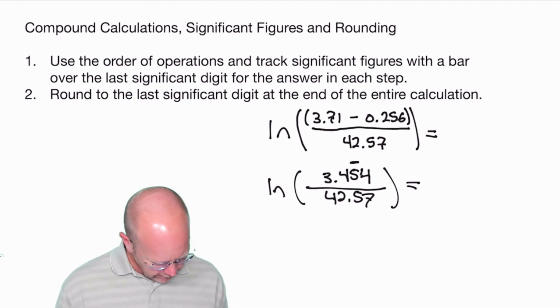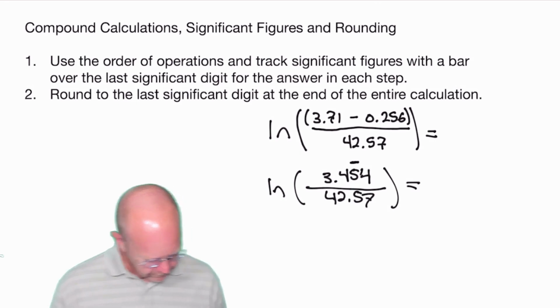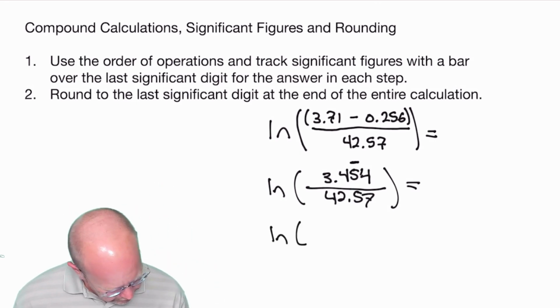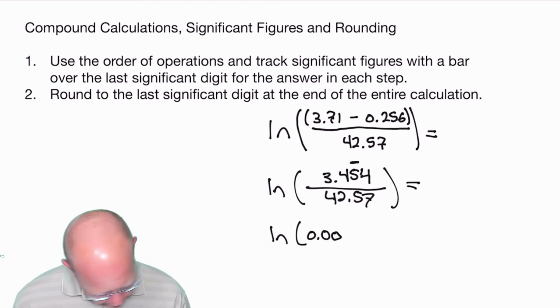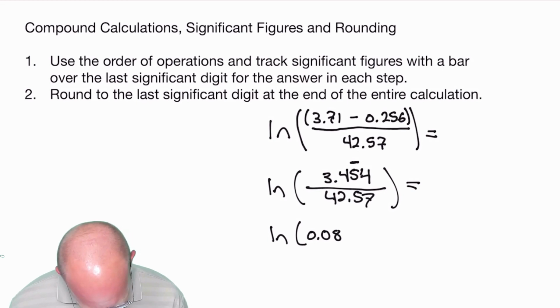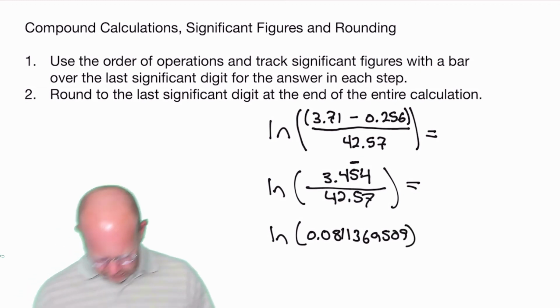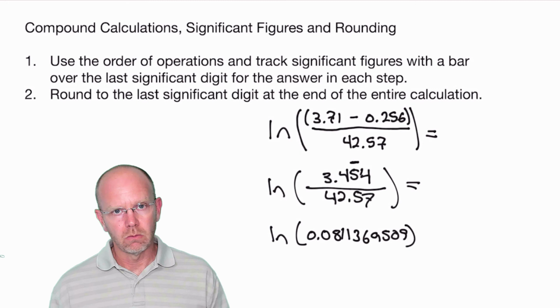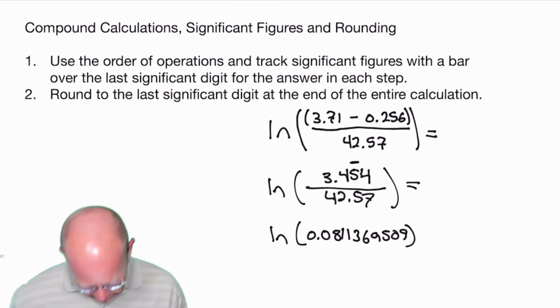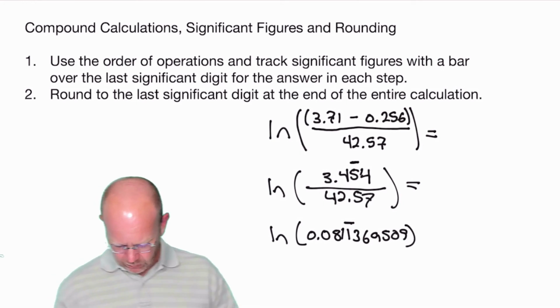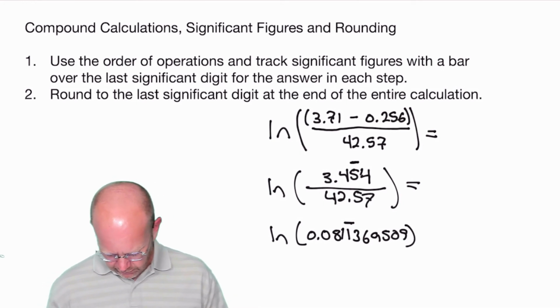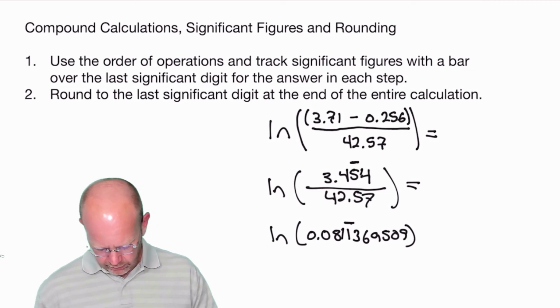So I'm going to divide by 42.57. And so when I get that, what I see is that number is 0.0811369509. Okay, that's a lot of digits there. But what I know is that I'm limited to 3 sig figs. So the last significant digit in that number is that second 1, because the 2 leading zeros don't count. And so I have 3 significant digits, 811. Those are the ones that count.